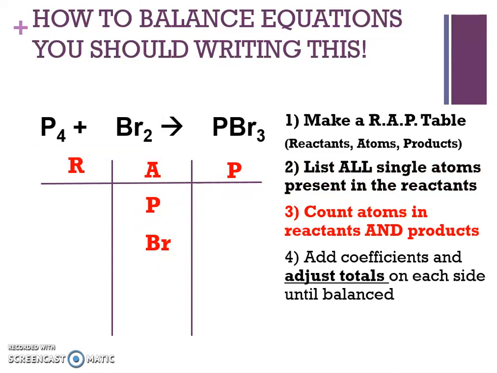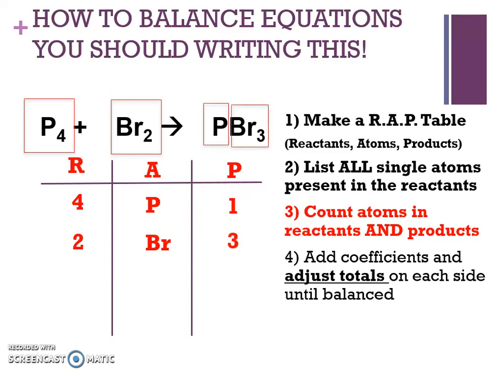Number 3, now we're counting the atoms in our reactants and our products. Let's look over here. How many phosphorus atoms? 4. How many bromine atoms? 2. Now let's look at our products. How many phosphorus atoms? 1. How many bromine atoms? 3.